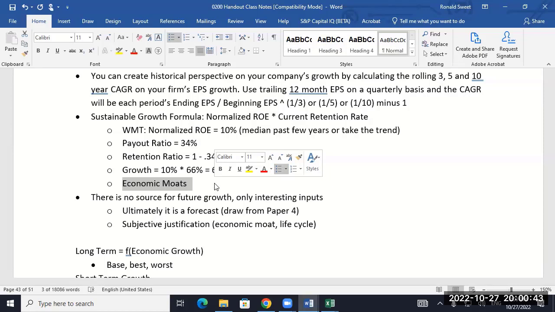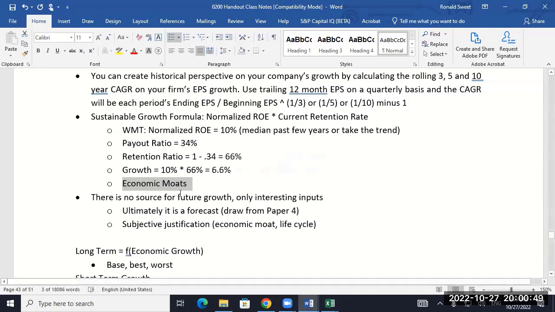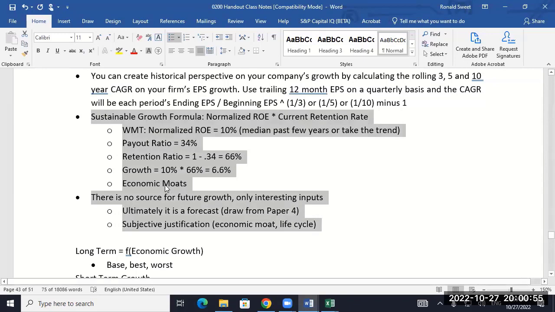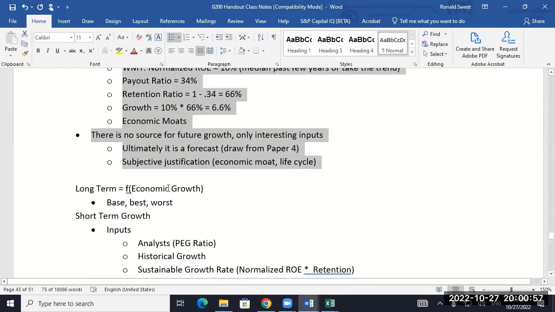Obviously, a small company starting off is going to have ridiculous growth for a while, but eventually you just can't do it anymore. So this is a discussion. I'll look at some papers. We'll show you probably next class some of the papers and what they did.